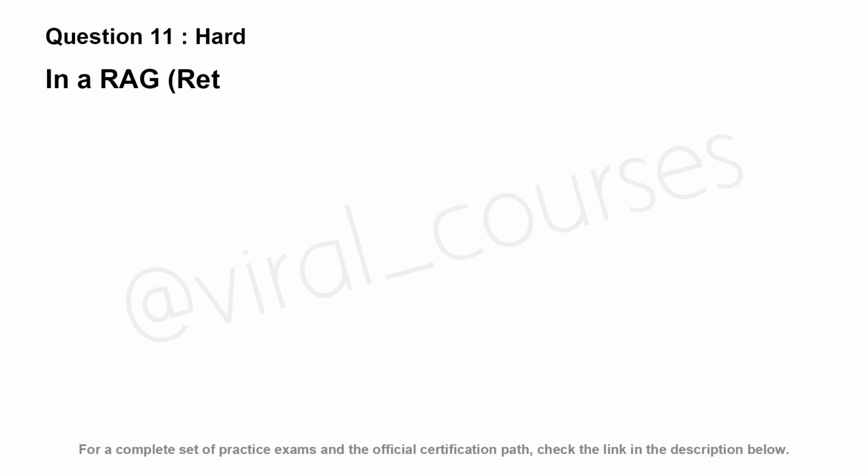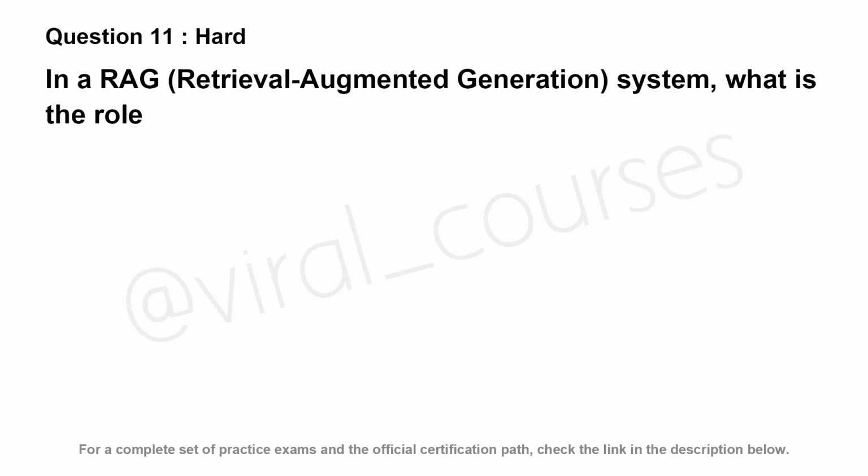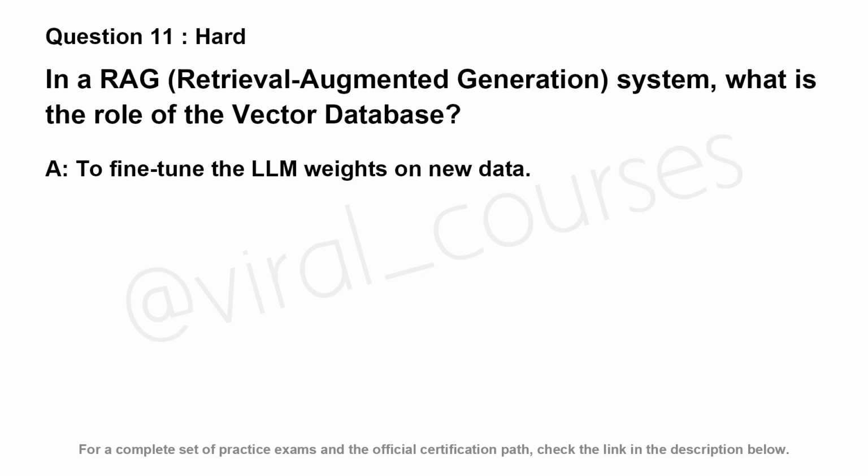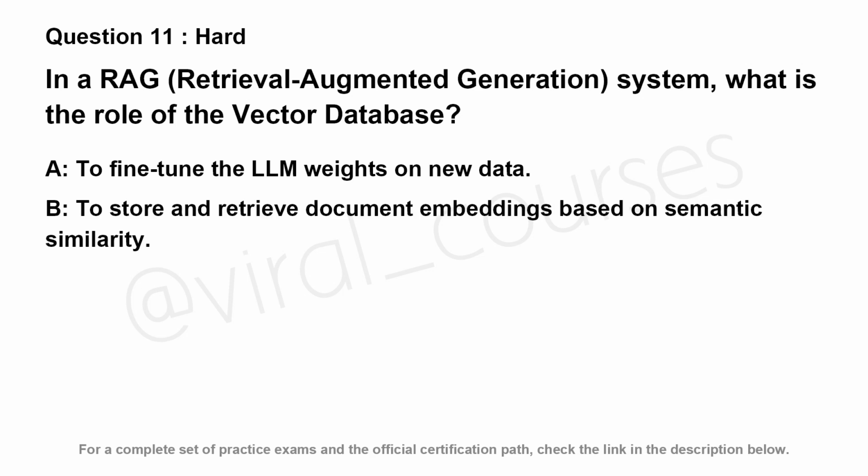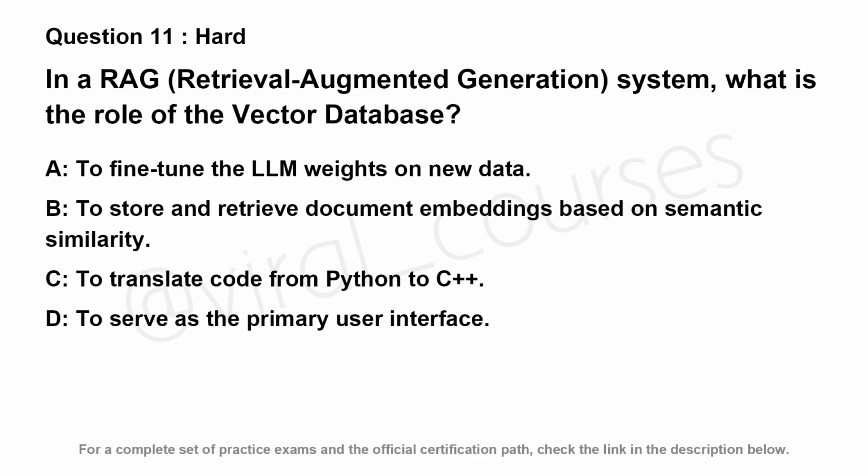In a RAG, Retrieval Augmented Generation, system, what is the role of the vector database? Option A, to fine-tune the LLM weights on new data. Option B, to store and retrieve document embeddings based on semantic similarity. Option C, to translate code from Python to C++. Option D, to serve as the primary user interface.